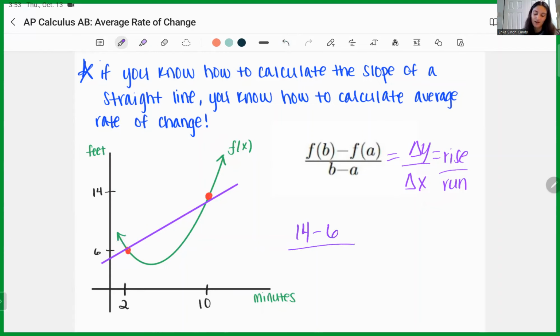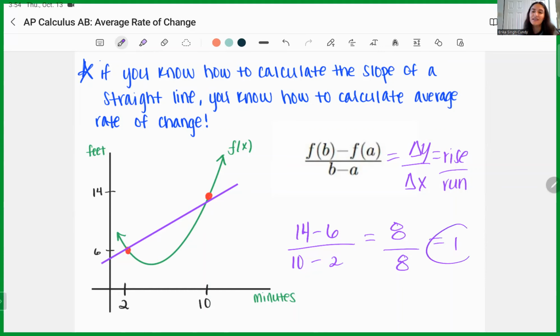And then we need the x value on the bottom. So the second x value is 10, so that goes right here. And then the other x value is 2. So that's all we have to do, and then we just calculate that. So 14 minus 6 is 8, and then 10 minus 2 is also 8. And so that gives us 1.